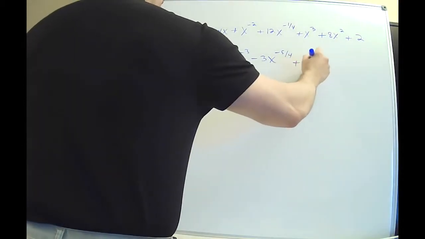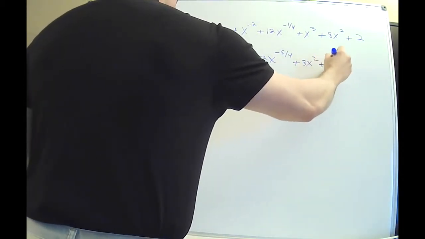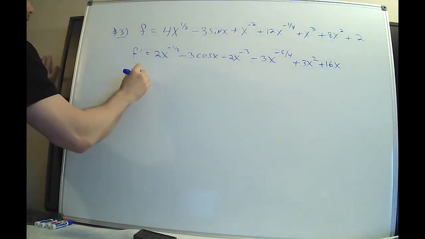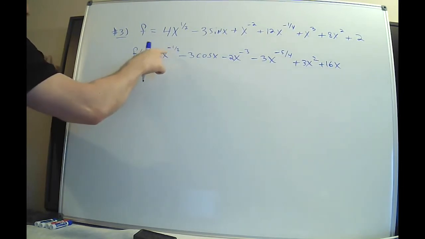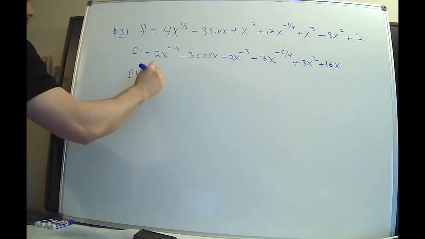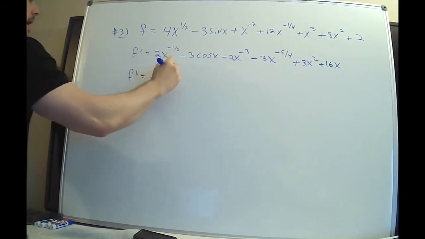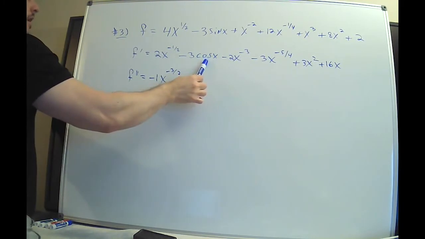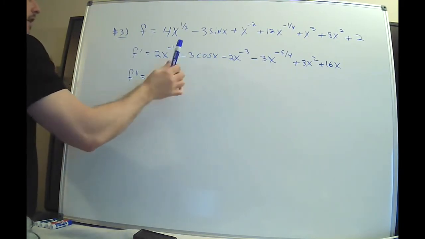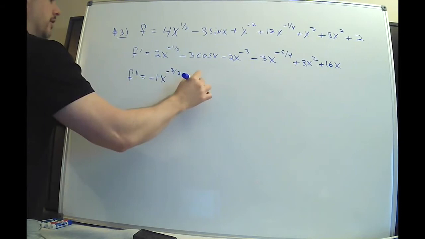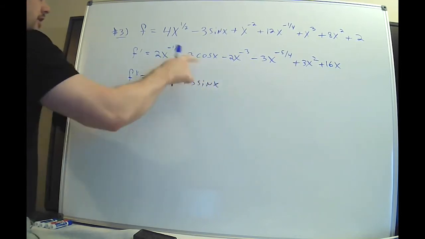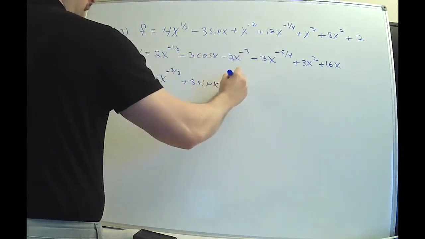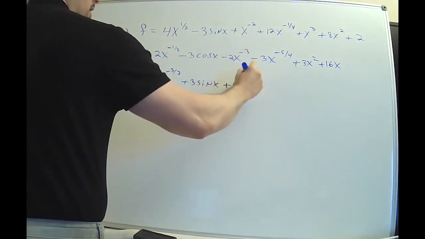Here you're going to get 3x squared plus 16x, and the derivative of 2, boop, bye-bye, constant. So now the second derivative: take negative half of 2, that's going to be a negative 1. Subtract 1 from the power again. Now this time be very careful. The derivative of cosine is negative sine, but you already have a minus there, so this is going to become positive 3 sine x, right? The sign switch happens when you take the derivative of cosine. Multiply by the power here, you get positive 6x, subtract 1, negative 4.